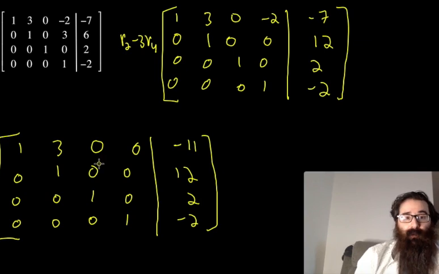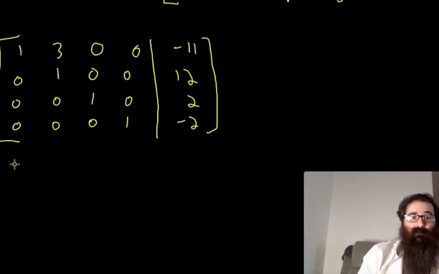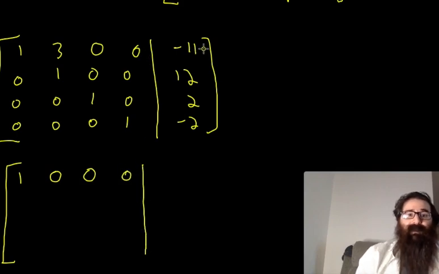And now I can work in row 1 again. I still want to finish this up. I want to get rid of this 3, so I can use row 2 to do that. We're working in row 1, so I'm going to replace row 1 with row 1 minus 3 times row 2. So I get 1 minus 3 times 0 gives me 1. 3 minus 3 times 1 gives me that 0 that I wanted. 0 minus 3 times 0 gives me 0. And then augmented with, now I want negative 11 minus 3 times 12.